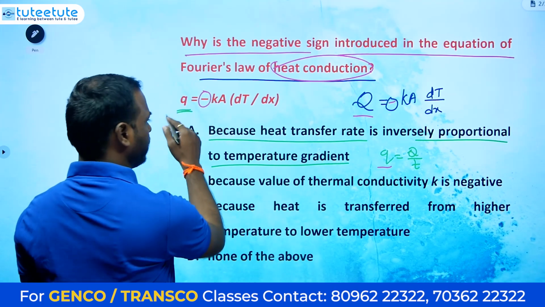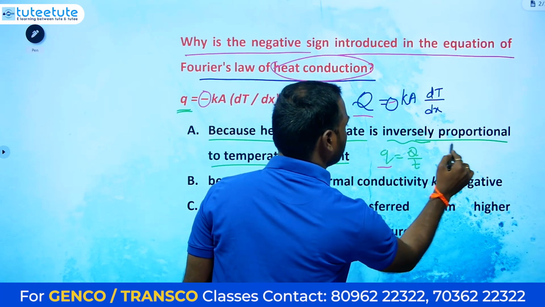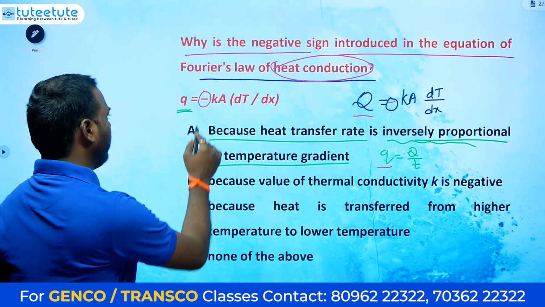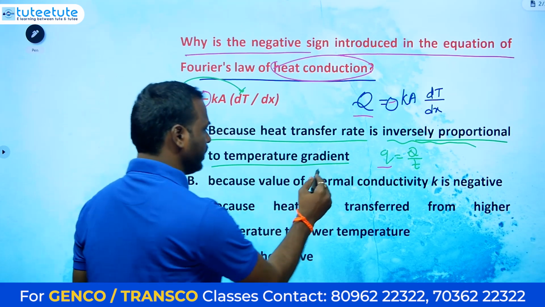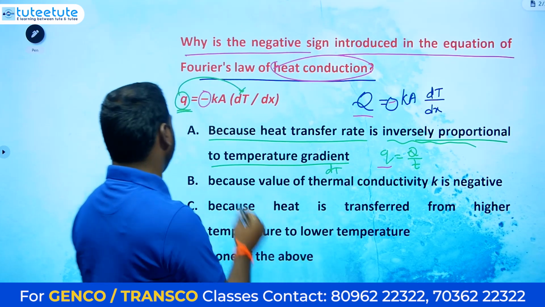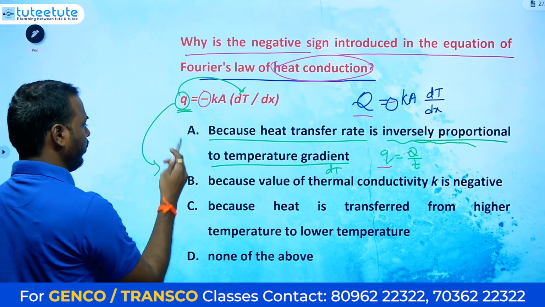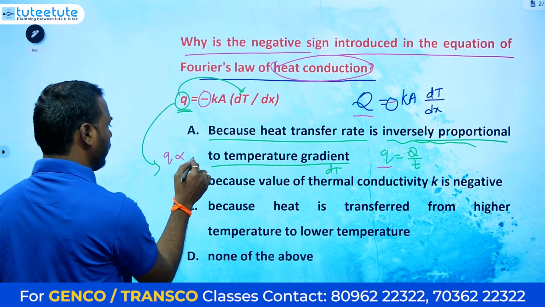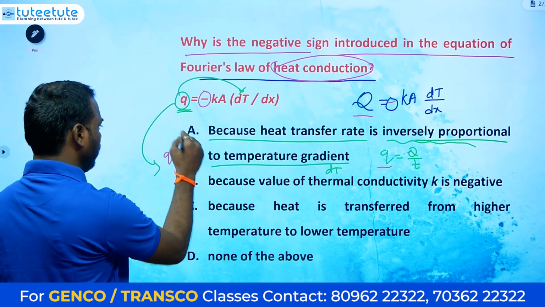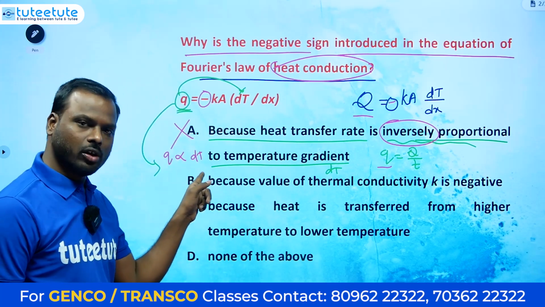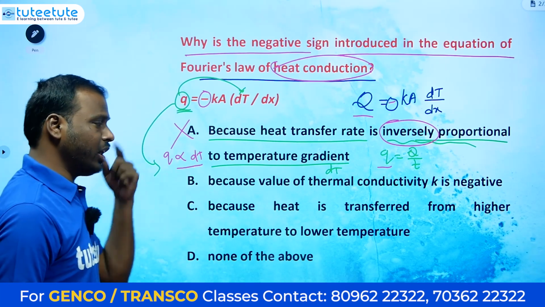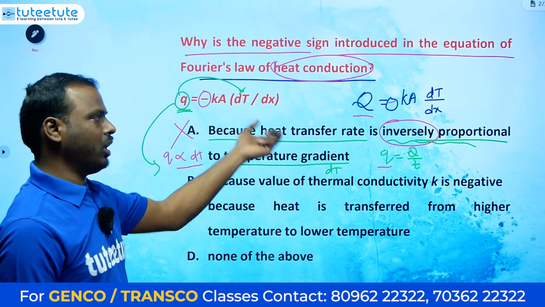Here he says it is inversely proportional to the temperature gradient, but generally Q is directly proportional to the temperature gradient, where the temperature gradient is dT. Here, if you look at this equation, you can write that Q is directly proportional to dT, but here it has been given as inverse, which is not correct. It is proportional.